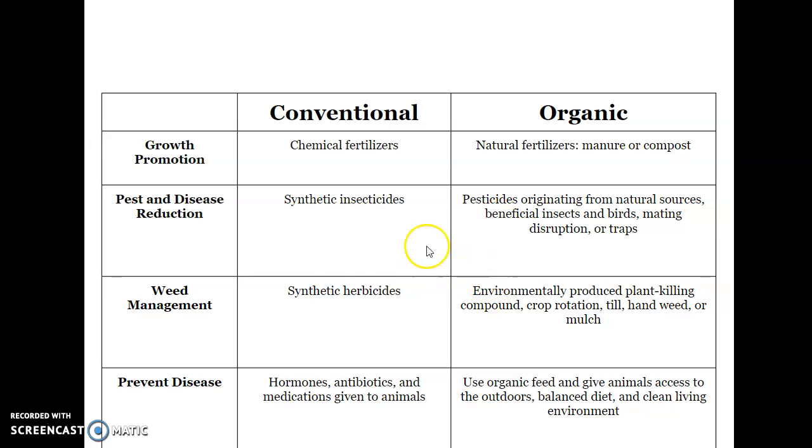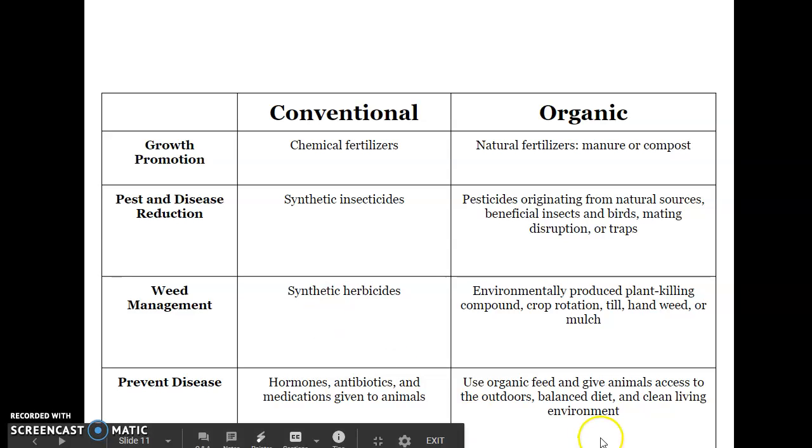And then weed management is the same as the other. Conventional farming uses synthetic herbicides, whereas with organic, environmentally produced plant killing compounds, crop rotation, tilling, hand weeding, or mulch. And then to prevent disease, conventional farming will use hormones, antibiotics, and medications given to animals, whereas organic uses organic feed and gives animals access to the outdoors, a balanced diet, and a clean living environment.